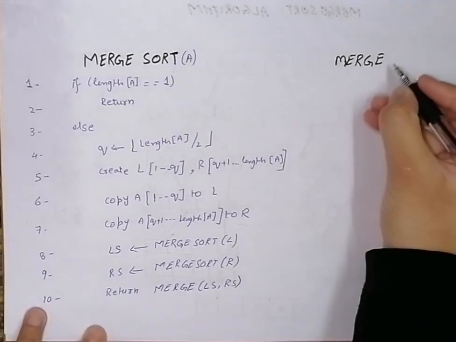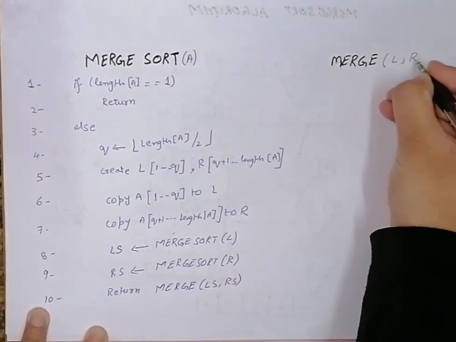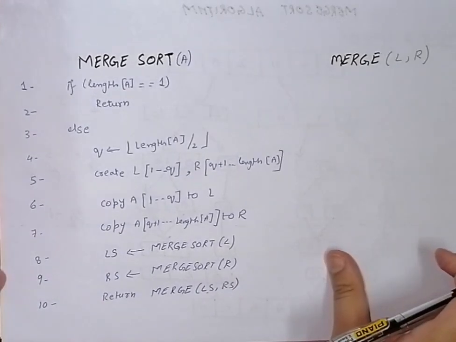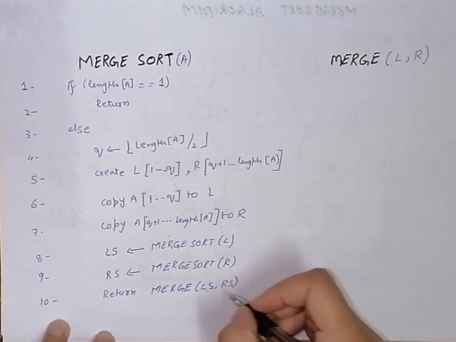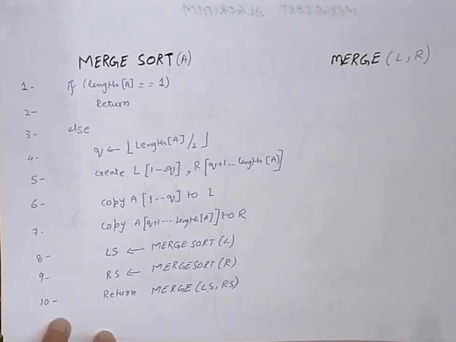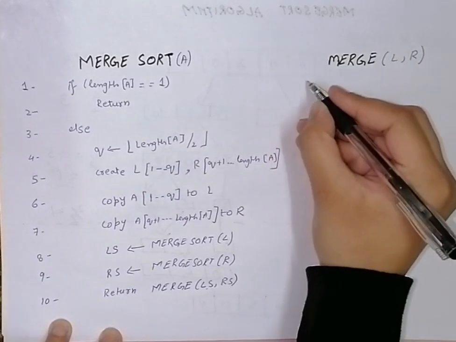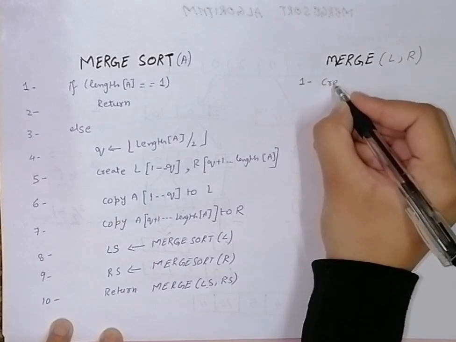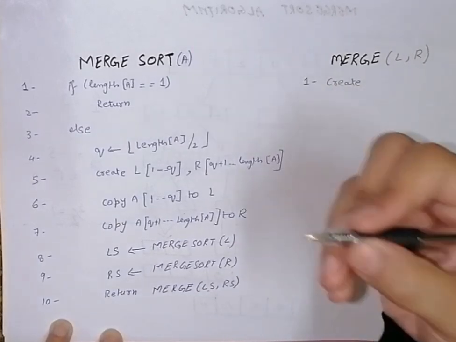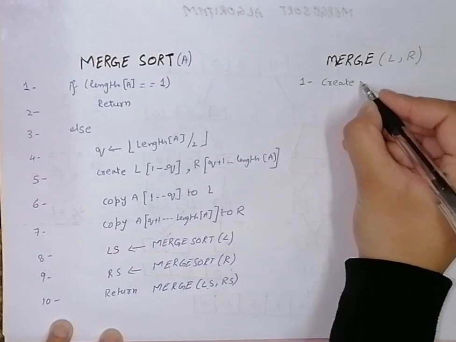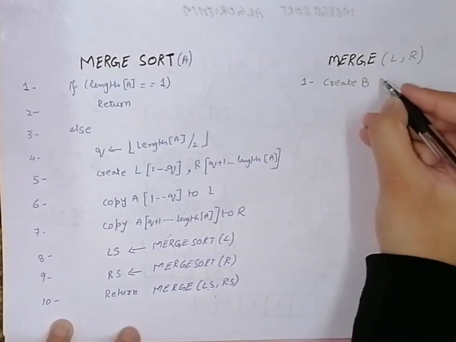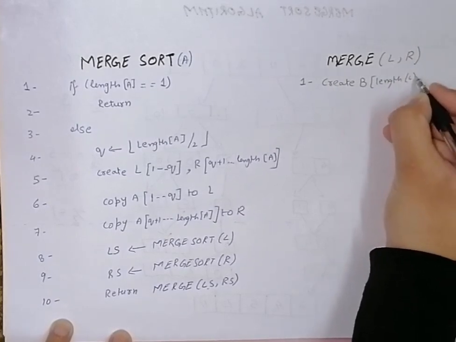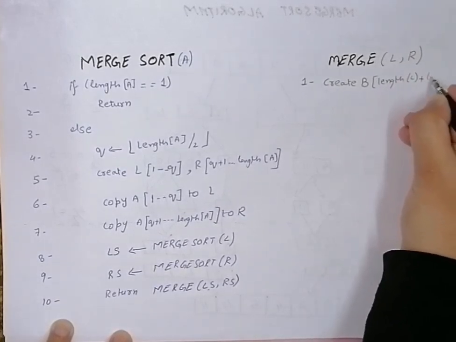So let's say I have been given here two arrays, left and right. You can see L and R. I am being given the two arrays L and R, and now I have to merge them. So the first step would be that I need to create an array, or allocate memory for an array. Let's say I call it B, and what would be its length? It would be the length of L plus the length of R.